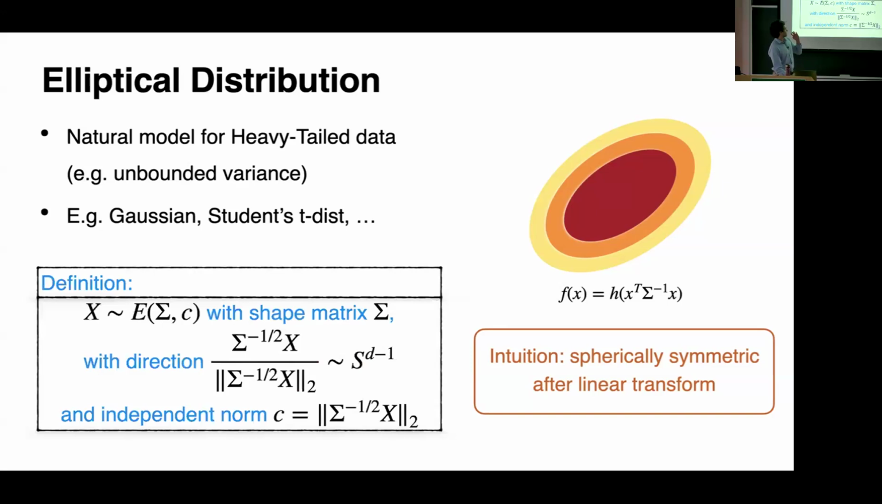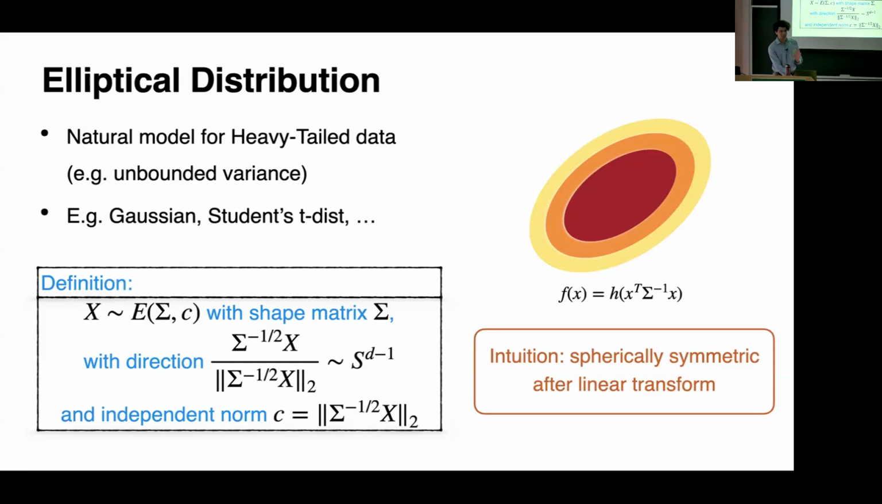So what do I mean by this distribution more formally? I think you don't have to worry so much about the formal definition, but it's enough to keep this picture in mind. An elliptical distribution is defined by two parameters. One is the shape matrix, sigma, and the other is this norm random variable. And formally, the direction of your random vector after this normalization and the norm of your random vector after this normalization are independent random variables. The direction does not depend on the norm. And this part is spherically symmetric. So after doing the normalization by the shape matrix, it's spherically symmetric.